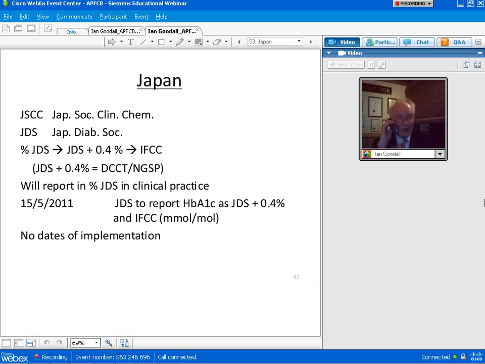But a memo came out on the 15th of the 5th, a month ago, that the JDS will report hemoglobin A1C as JDS plus 0.4% and IFCC. It's really not known whether they will end up in IFCC, but it's very likely that they will, and there are no dates of implementation.